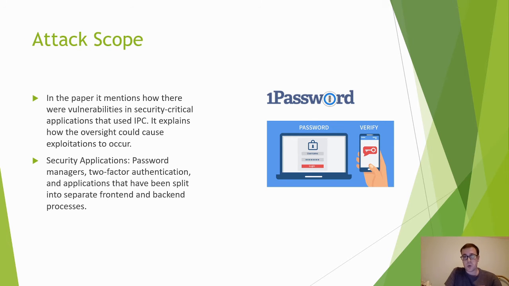1Password was one of those examples of a password manager that was affected. It had been using the IPC channels without encrypting its information properly. Because of that, an attacker could possibly get access to very critical password related information.